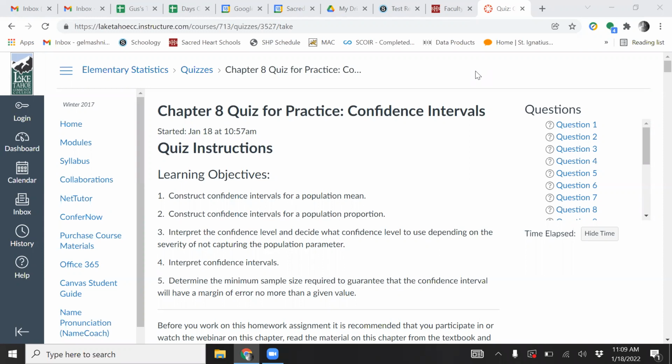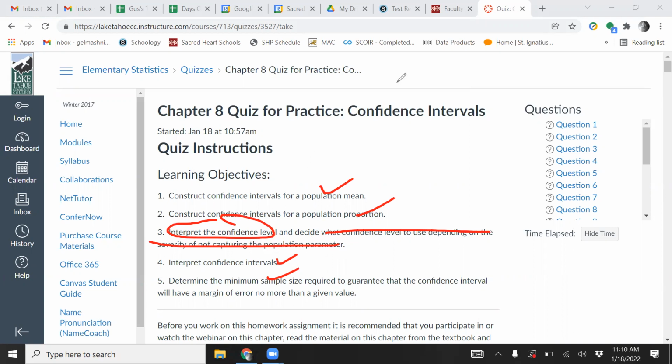So yes, these learning objectives: construct confidence intervals for a population mean, construct confidence intervals for a population proportion, interpret them, and decide what confidence level to use depending on the severity. We didn't really do that so much, like determining which one to use. We just kind of said, hey, do 90% confidence, do 95 or 99, whatever. But definitely interpret the intervals, yes. And determine the minimum sample size, a guarantee, absolutely. So definitely I'm going to expect you guys to know this. This you should know, but not this. Don't worry about that. This for sure, and this for sure. So those are things for sure we need to know.